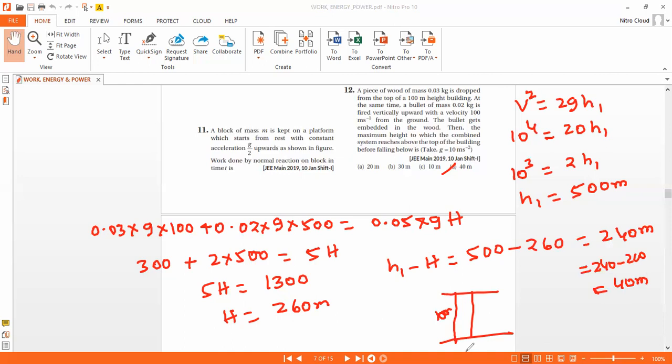Firstly, I am finding, this wood is dropped from a height. So with what velocity does it reach the ground? Okay, fine. They gave this one. Okay, right. I applied the potential energy.